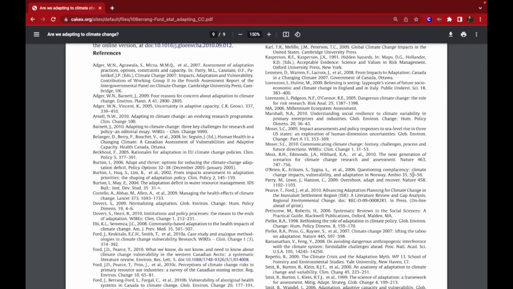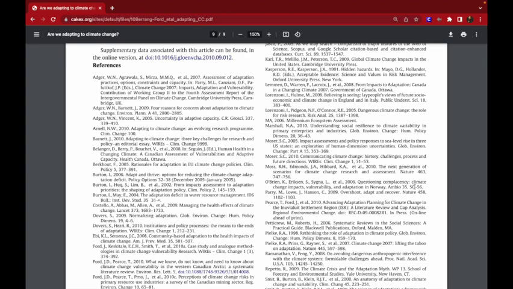Okay? That's the overview of the different parts of an academic article. Hopefully it's helpful in your research.